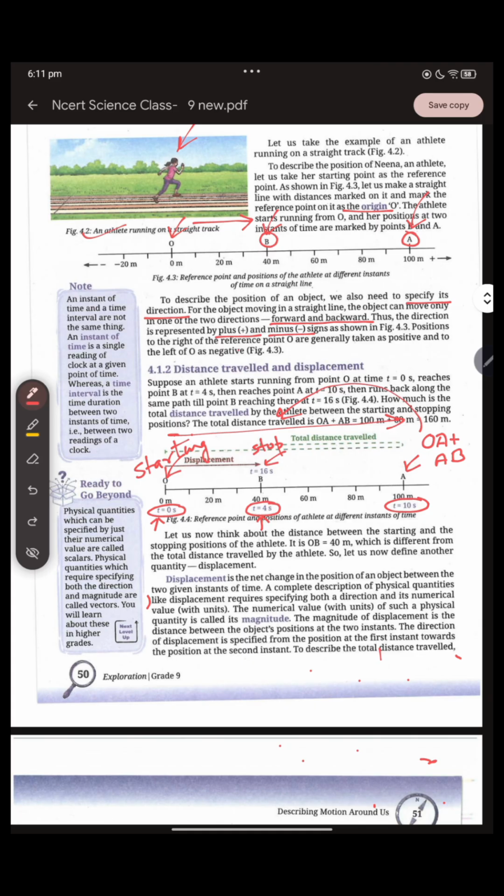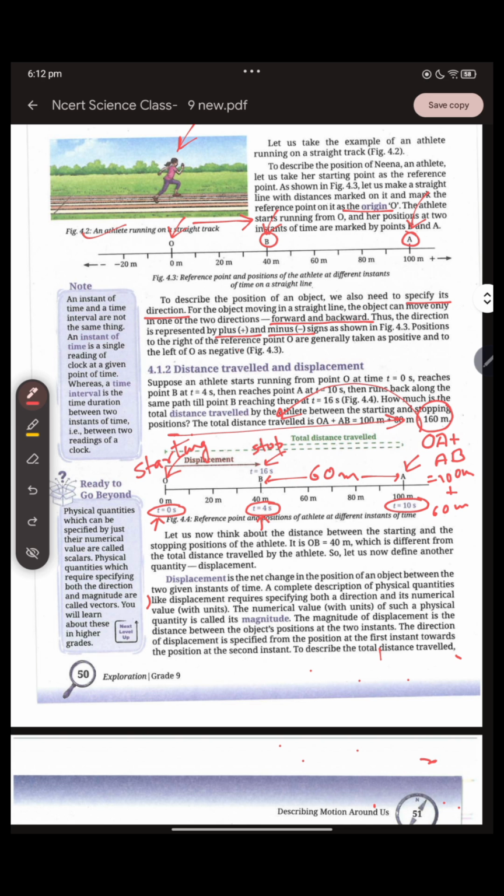So the total distance traveled is OA, which is 100 meter, and AB. Here we can see AB means 100 minus 40, which is 60 meter. So OA is 100 meter, and AB is 60 meter. So it is 100 meter plus 60 meter, that is 160 meter, the total distance traveled. That is the real path covered. Now let us think about the distance between the starting and the stopping position of the athlete.